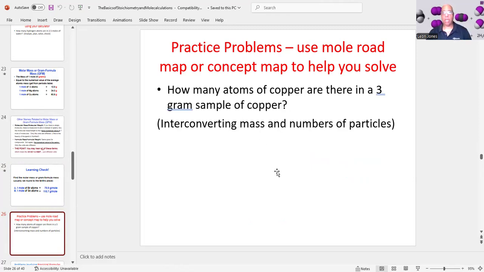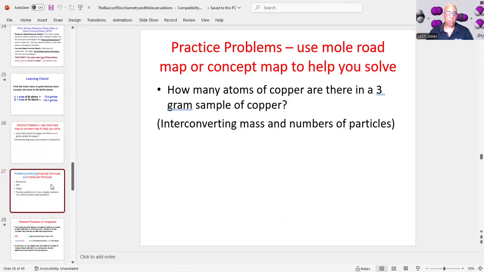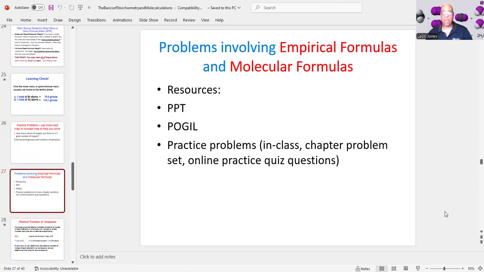Again, practice problems. We can find out how many atoms of copper are there in a 3-gram sample of copper. So you have to utilize some interconverting of mass and numbers of particles. Problems involving empirical formulas and molecular formulas. You have resources.